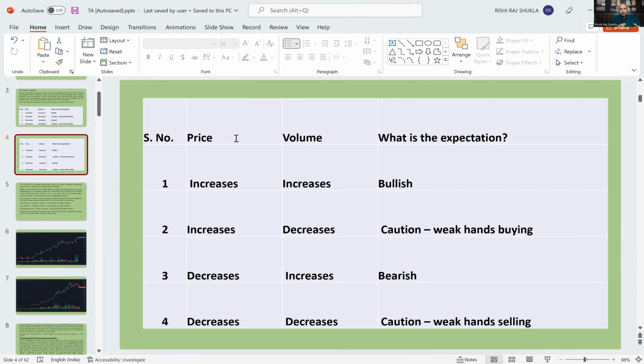I think you would have understood volume play quite well.